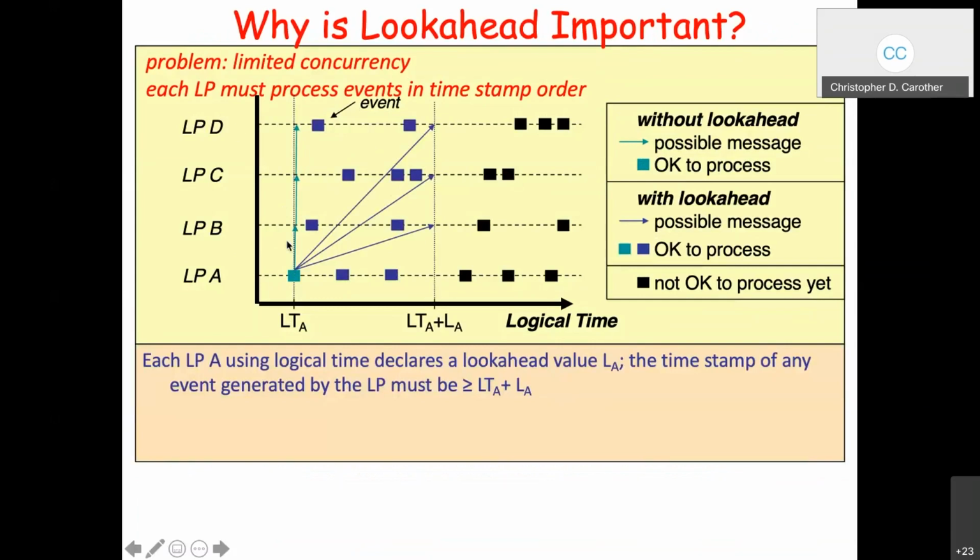What's interesting about time warp is we'll see it doesn't care about that. You can actually have 0 or near 0 look ahead in your system, and it doesn't particularly care about that in terms of its synchronization.